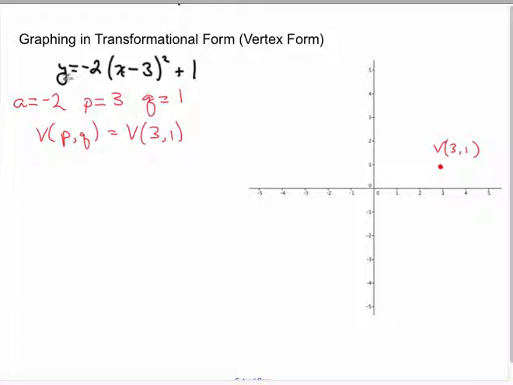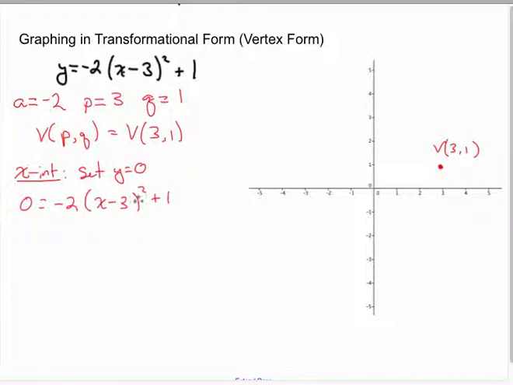One way you can figure out some other points to plot is you could find your x-intercepts. Okay, now the questions vary. They might ask you to graph using the vertex and the x-intercepts only, or it might say graph using the vertex, the x-intercepts, and another point, or 2 other points, or whatever. In this case, I'm going to find the x-intercepts. So I do that, as always, by setting y equal to 0. And I solve.